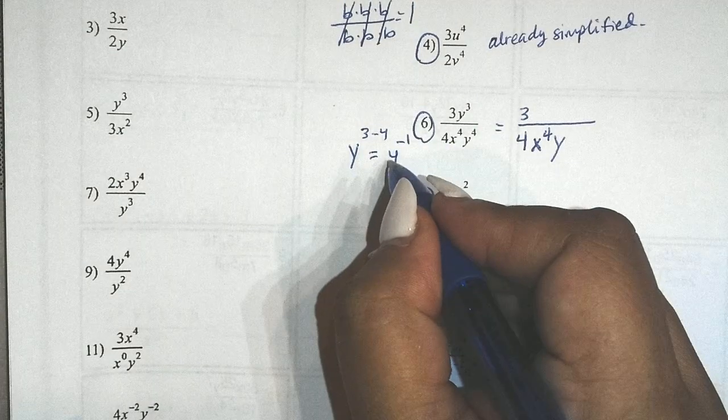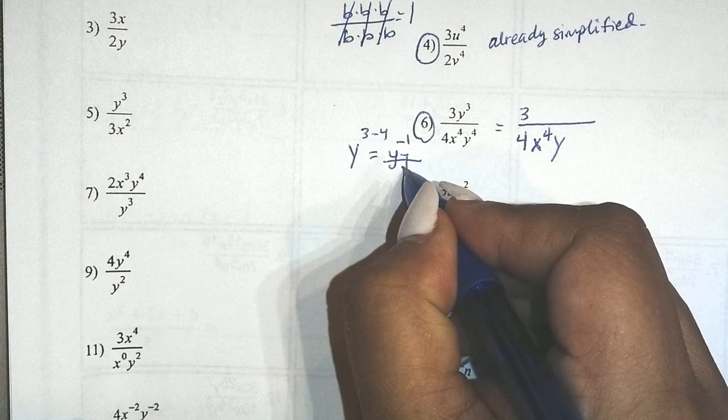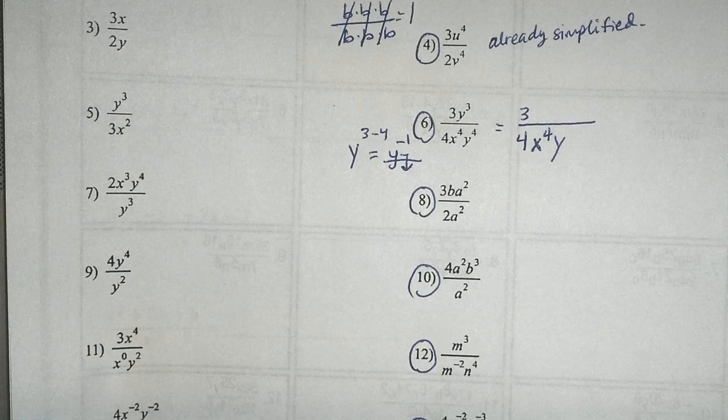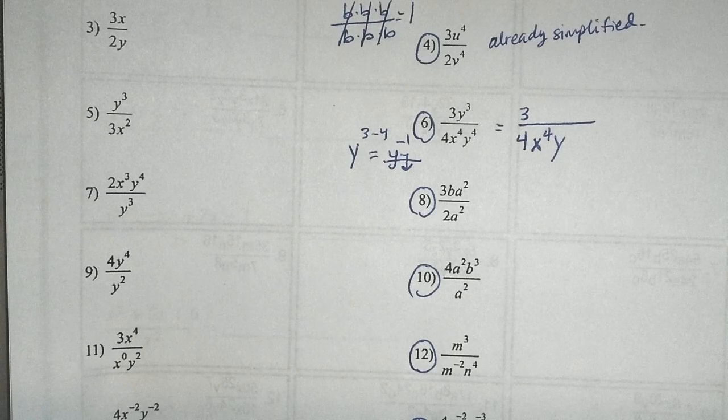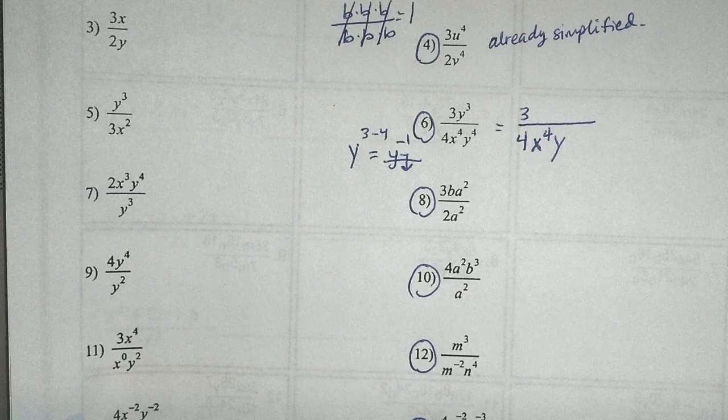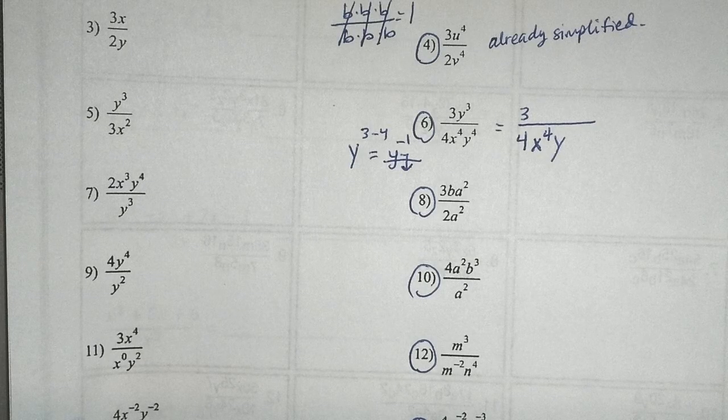Because what we do with negative exponents is that we have to switch the position. So if it's in the numerator, it'll become in the denominator. If it's in the denominator, it'll move up to the numerator. Once you move it, that negative exponent will turn into a positive exponent.